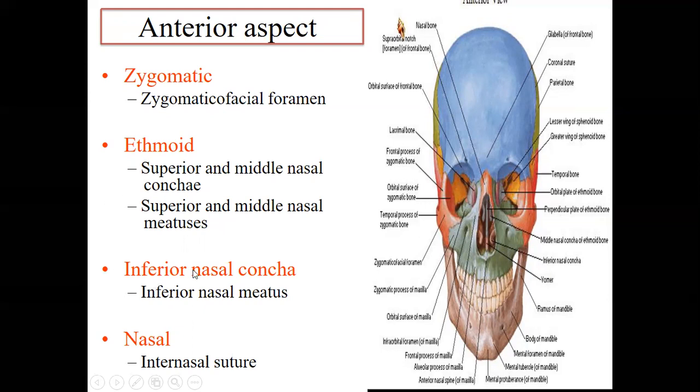And then we have the inferior nasal conchae. Okay, this is the inferior nasal conchae. And then we also have the opening here for the inferior nasal conchae, the inferior nasal meatus. And then the nasal bone. So this is the nasal bone. In the middle here, we have the internasal suture. Okay, you can see the line there.